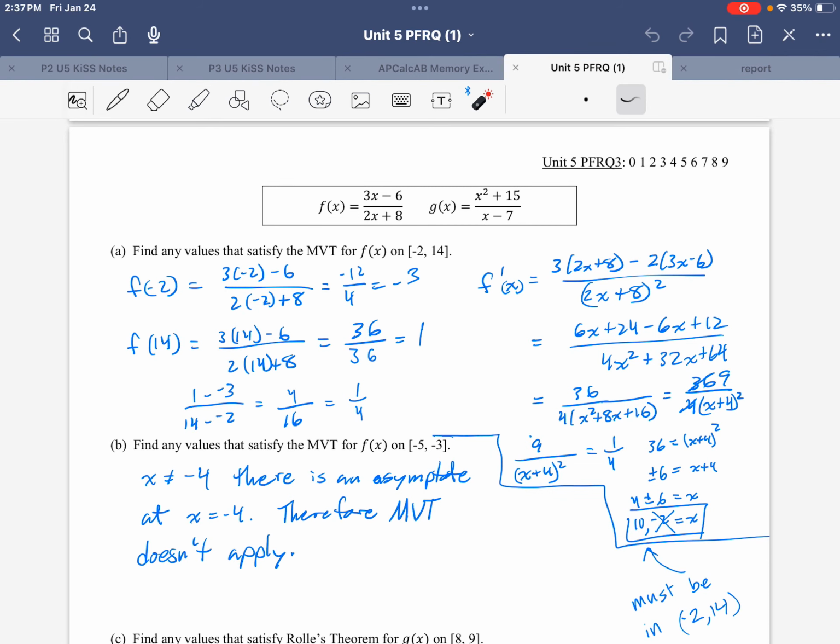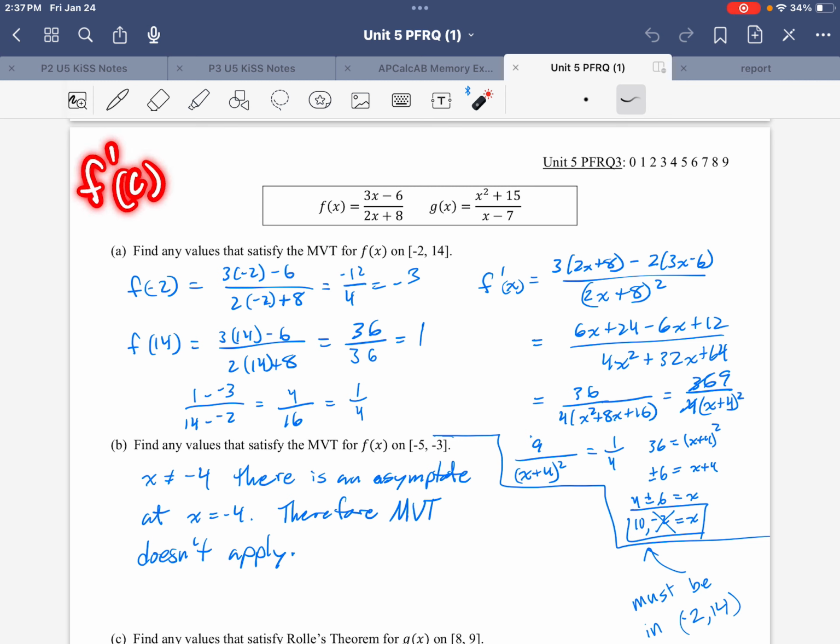All right, last one. We get two functions, f and g. It says find the values that satisfy the MVT for f from -2 to 14. Okay, so these are x values, remember. So -2 is an x value and 14 is an x value. So when you're doing this, as soon as you see MVT, remember the formula.